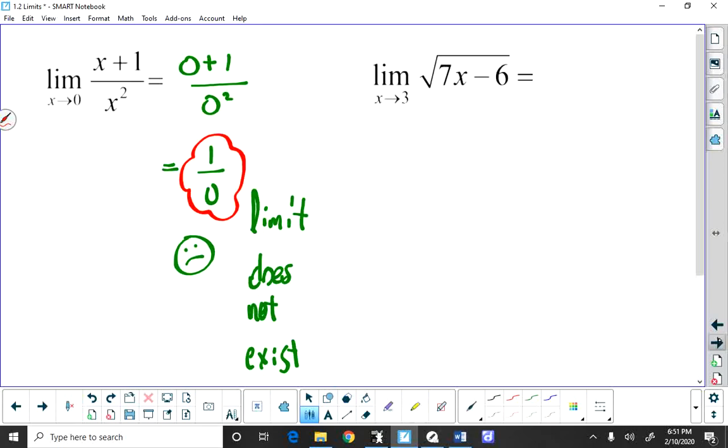What that means, by the way, is that as x gets closer and closer to 0, this expression, x plus 1 over x squared, takes off. It doesn't get closer to a number, it just gets bigger and bigger and bigger and bigger.